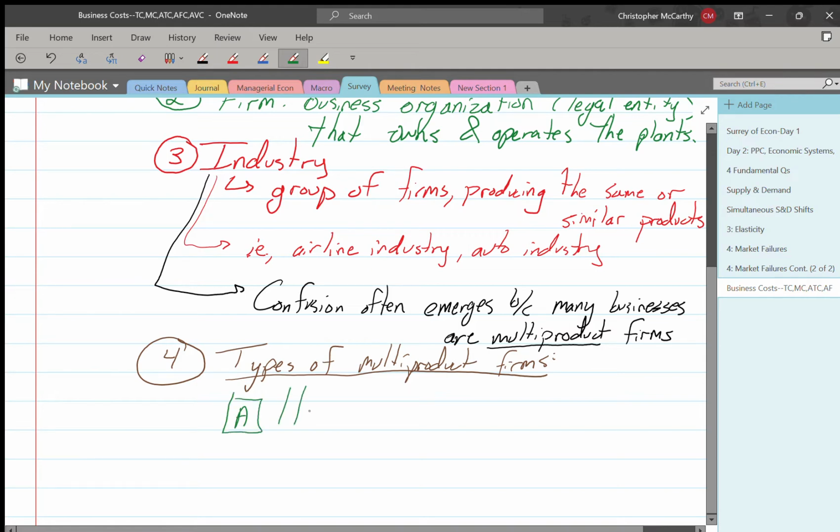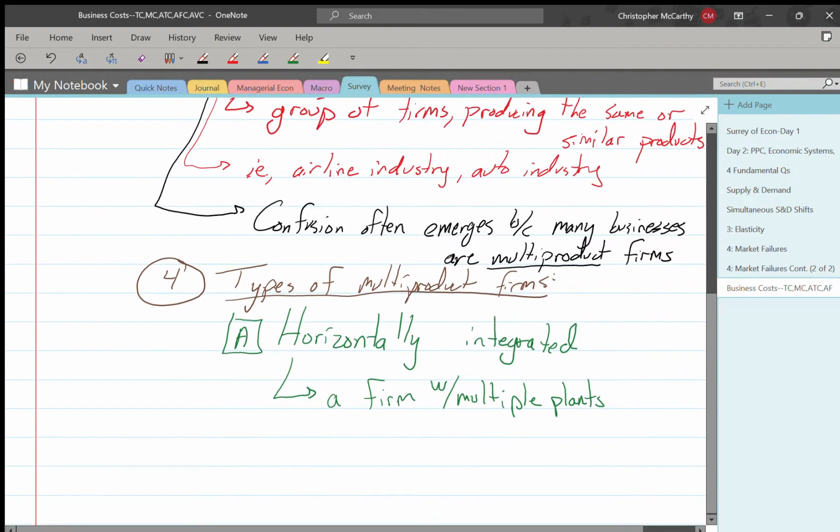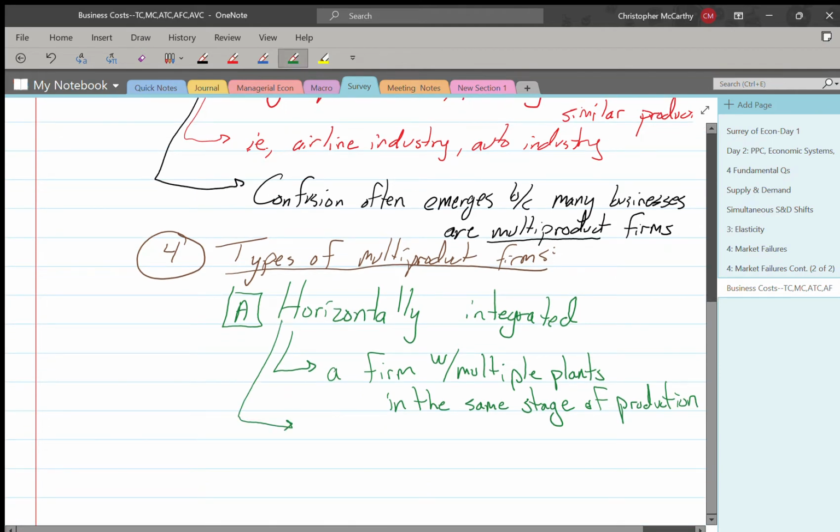So the first one we'll talk about here is horizontally integrated. So horizontally integrated means that it's a single firm with multiple plants that's in the same stage of production. So examples of horizontally integrated firms would be, you know, Macy's department store, right? Or Coca-Cola bottling plants.